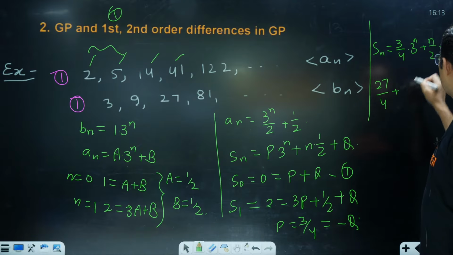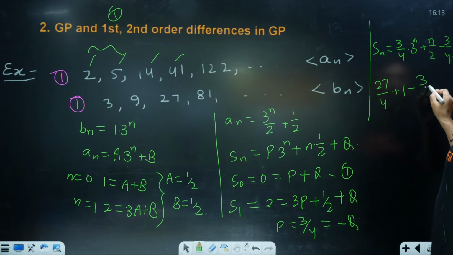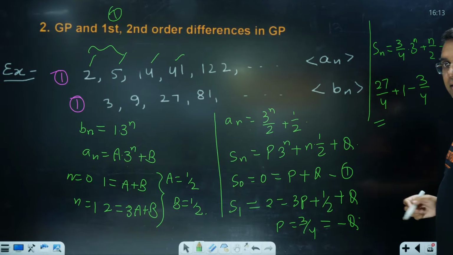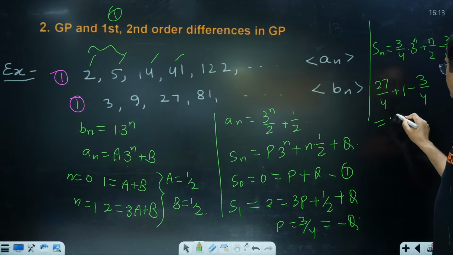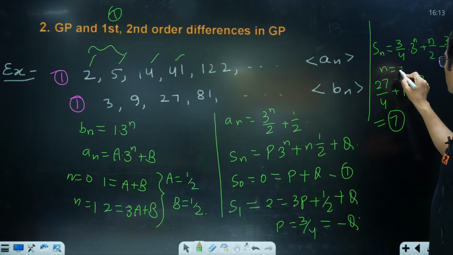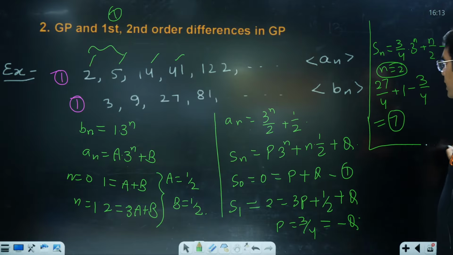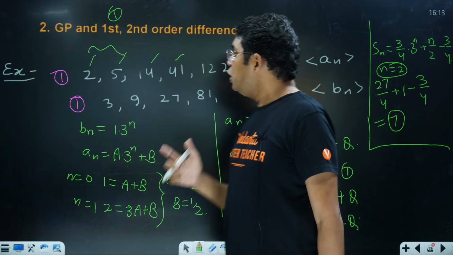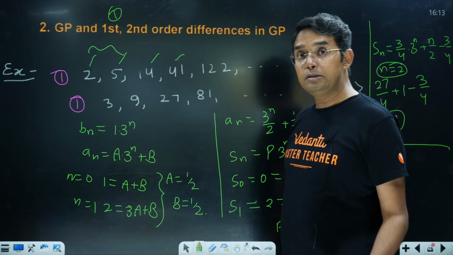If you put n equal to 2, that will be 1 minus 3 by 4. So 27 minus 3 is 24, 24 by 4 is 6, 6 plus 1, 7. So for n equal to 2, we are getting it correct. In fact, it has to be correct for all values of n. So this is how you can find the sum of n terms of those sequences whose first order difference is GP.